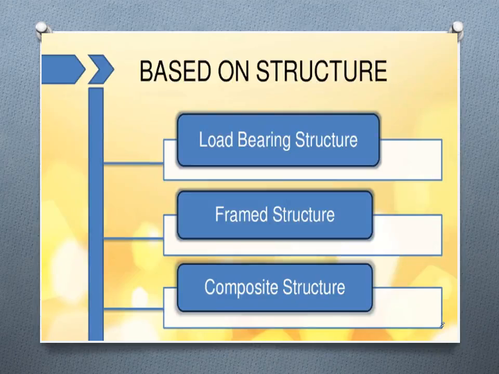Now we will see the slide that is based on structure. To construct a superstructure, you will use three different methods. The first one is the load bearing structure, the second one is frame structure, and the third one is composite structure. These three methods will be used depending upon the choice and the extent of construction. Now, how many stories will be required to construct and how much area is covered?